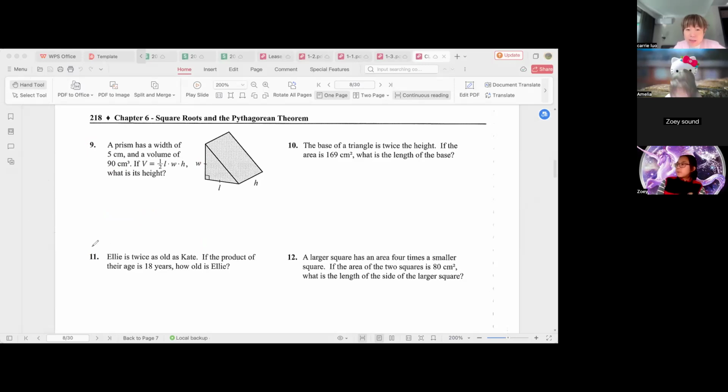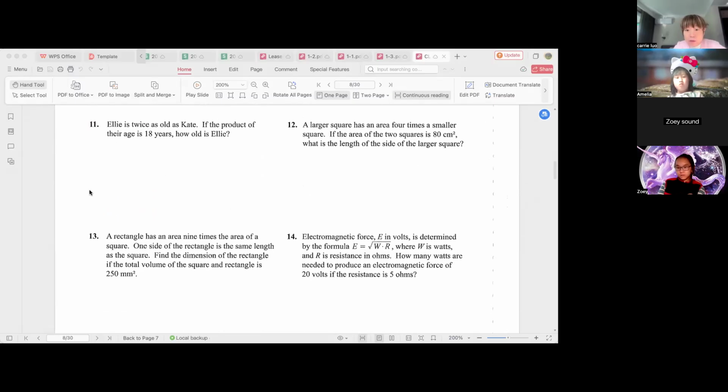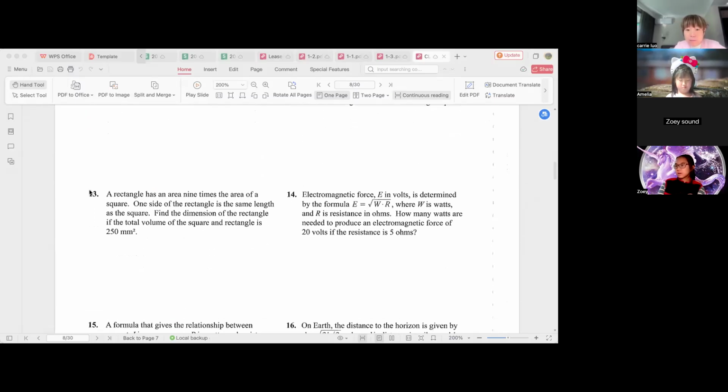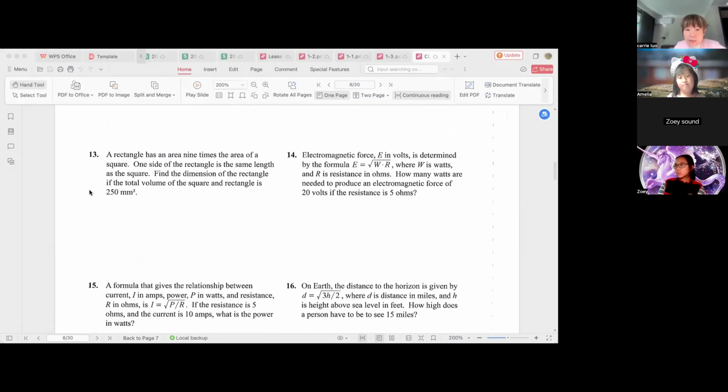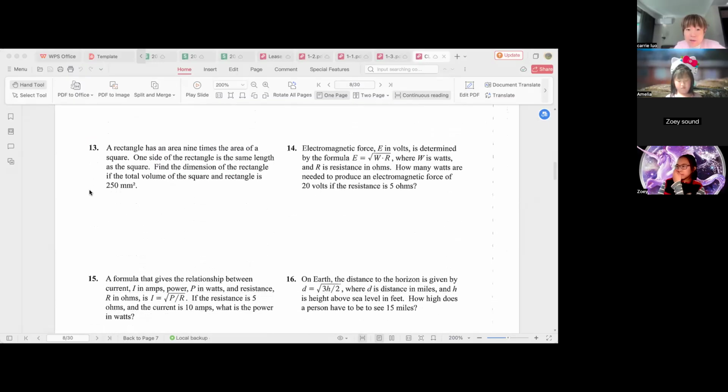Allie is twice as old as Katie. If the product of their ages is 18 years, how old is Allie? Very easy. How old is Allie, Zoe? Very good. Okay, so now we move forward to number 13 and 14. A rectangle has an area 9 times the area of the square. One side of the rectangle is the same length as the square. Find the dimensions of the rectangle if the total area of the square and the rectangle is 250 millimeters square.